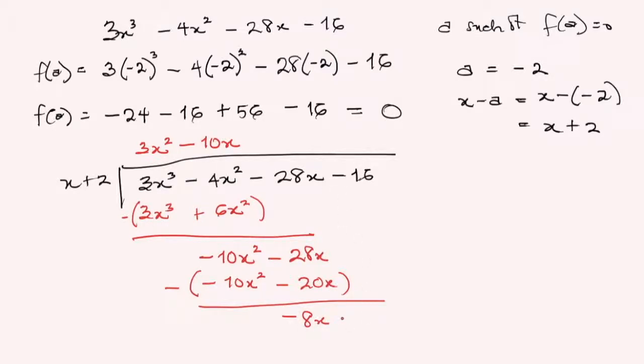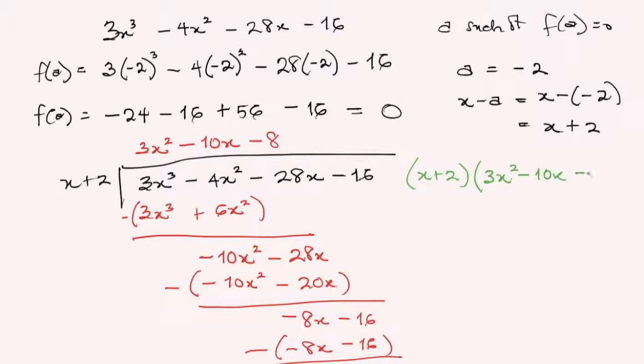Now if we bring down the next term here, that's minus 16. Minus 8x divided by x is going to be equal to minus 8. Minus 8 multiplied by x is equal to minus 8x. And minus 8 multiplied by 2 is equal to minus 16. So if you subtract these two, because they are equal, you have 0. Our new factors are x plus 2 and 3x squared minus 10x minus 8.